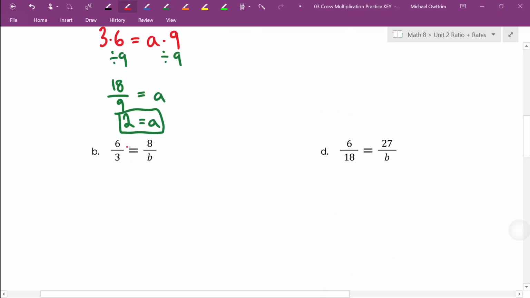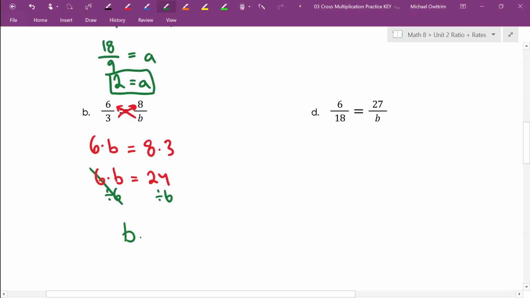Continuing downwards, we're again going to cross multiply. So we have 6 times B is equal to 8 times 3. 8 times 3 is 24, if you want to write that at this stage. And then we undo multiplying B by 6 by dividing by 6. And we get B is equal to 24 divided by 6, which is 4.